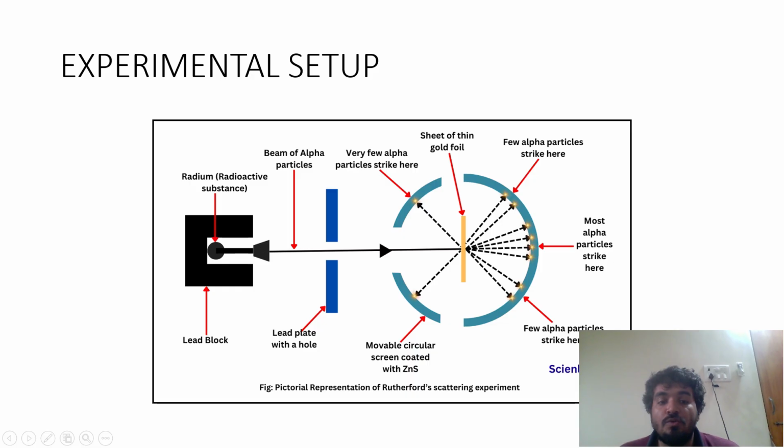It is passed through a lead plate as shown, and then it strikes the gold foil, from which the particles are released, which then further strike the zinc sulfide screen, which appear like shiny spots as shown in the figure. Now we will see the visual or the demonstration of how this actually works.